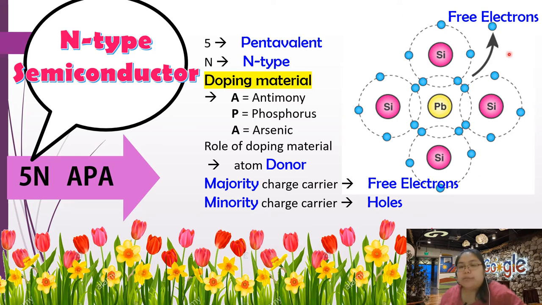Okay, silicon. Okay, they add the phosphorus. Now after adding it, you find that a free electron comes up. They got one extra electron. When there is one extra electron, the majority now is an electron, right? So if you got an extra electron, now you want to donate. You want to donate to anybody. So we call it an atom donor. Majority charge now is a free electron. Minority should be the hole.